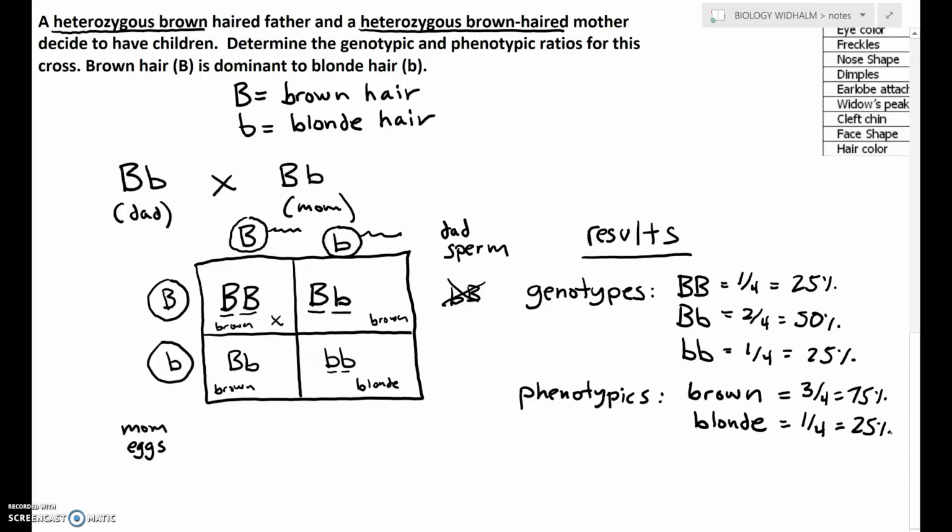Okay? So what this is telling us is that we have basically a 25% chance of getting a blonde-haired child if these two individuals were to have a child, heterozygous for both mom and for dad.